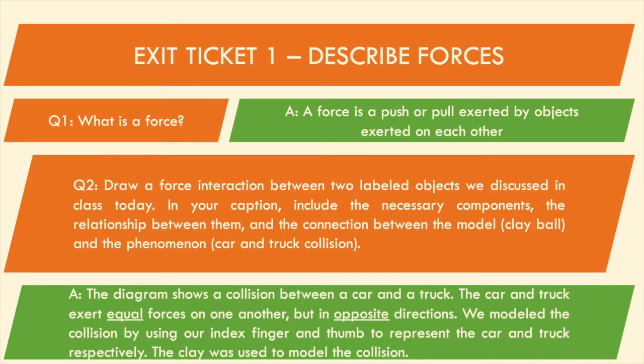The diagram shows a collision between a car and a truck. The car and truck exert equal forces on one another, but in opposite directions. We modeled the collision by using our index finger and thumb to represent the car and truck respectively. The clay was used to model the collision. That's all for your first exit ticket.